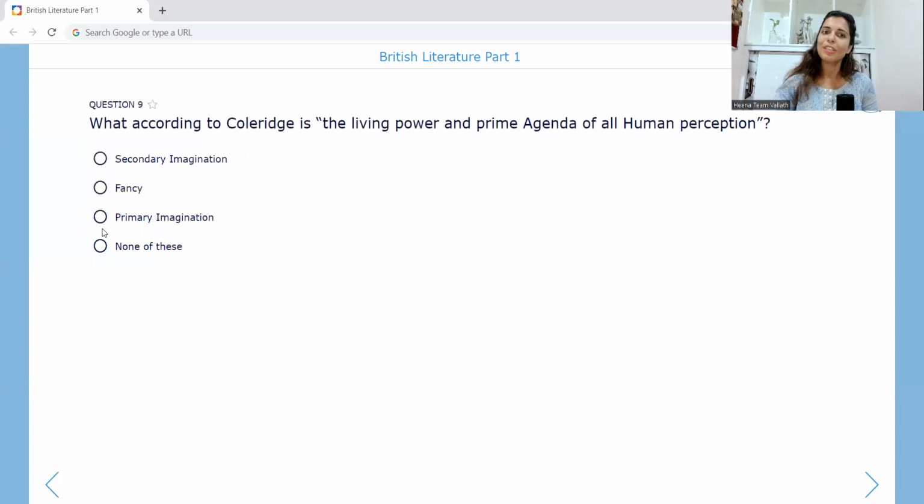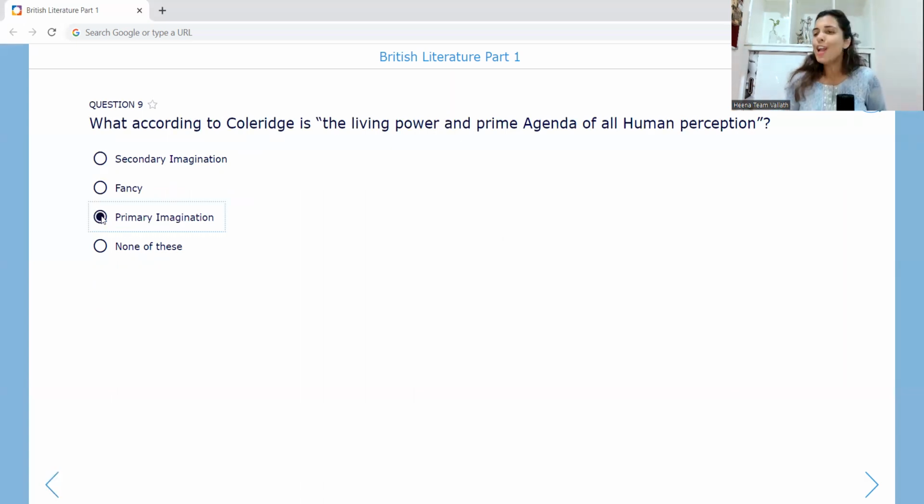Question number 9. What, according to Coleridge, is the living power and prime agent of all human perception? Option A, secondary imagination, B, fancy, C, primary imagination, or D, none of these. Tell me, what did Coleridge call the living power and the prime agent of all human perception? It is option C, primary imagination.